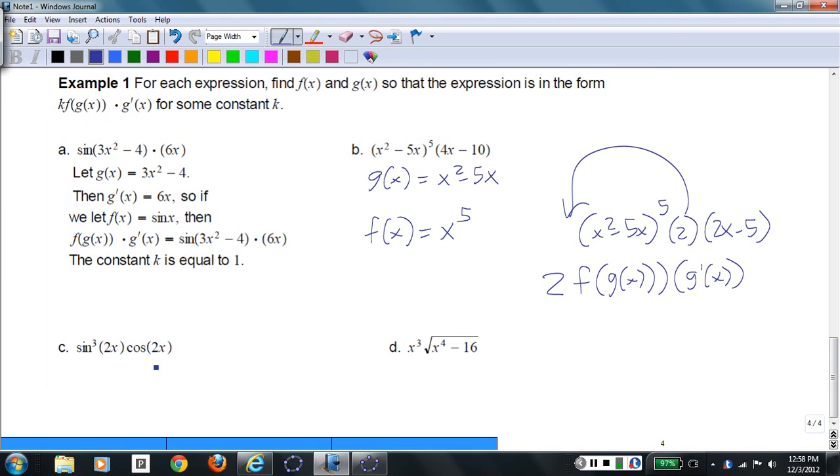Let's see, sine cubed of 2x times the cosine of x. So what's the outside function?